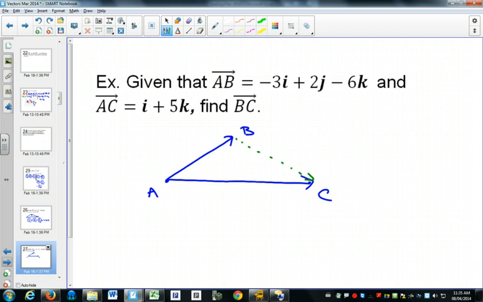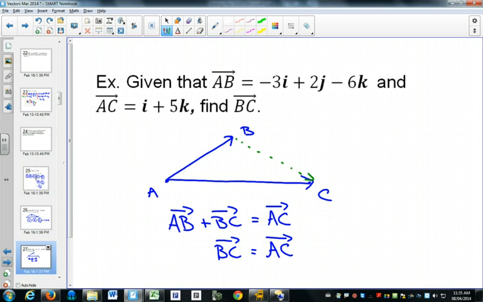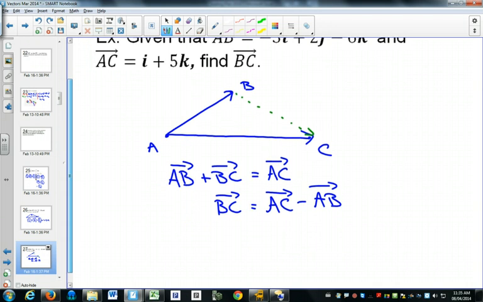So looking at how our arrowheads are placed, if we're going to want to add vectors together, that's only when the arrowhead and the tail of a vector are together. So one expression I could write from this is that A to B plus B to C is equal to A to C. So if I want to find B to C, it would equal A to C minus A to B. And now we can go and put things in.